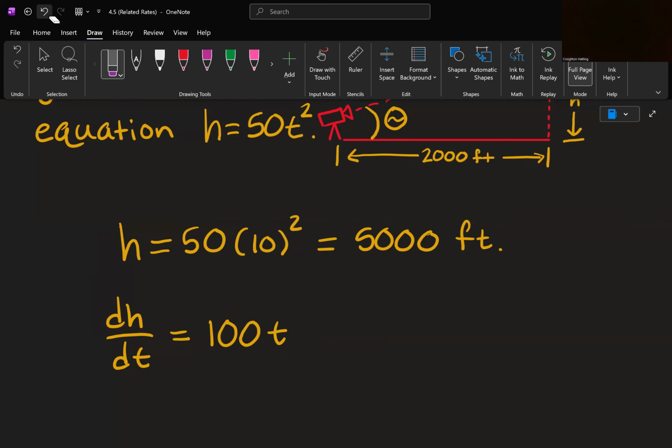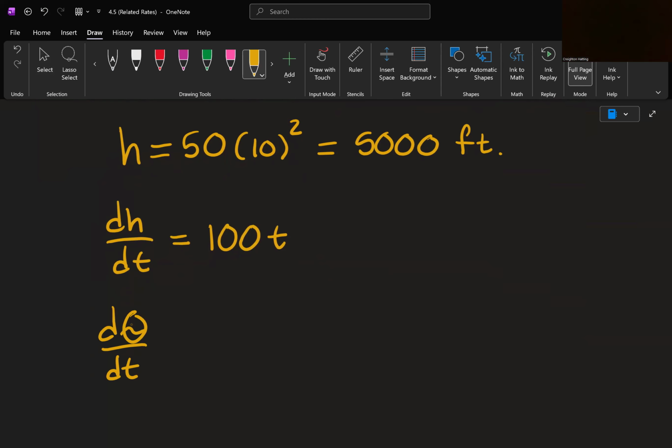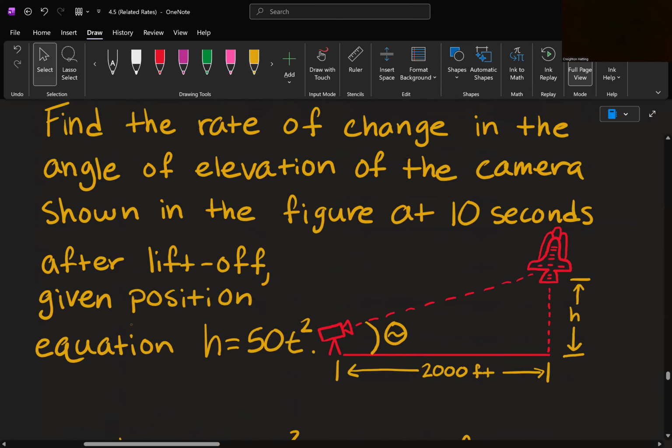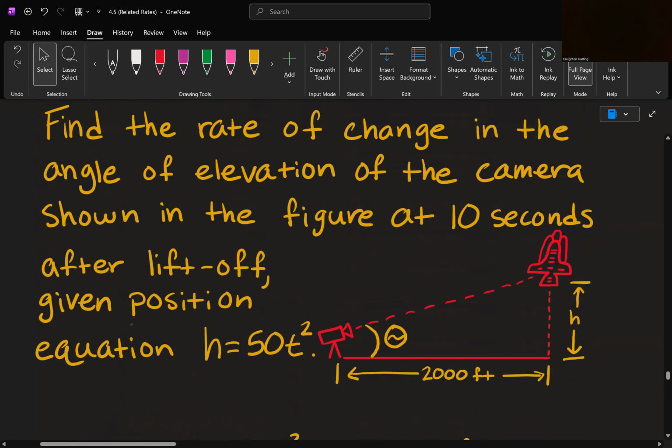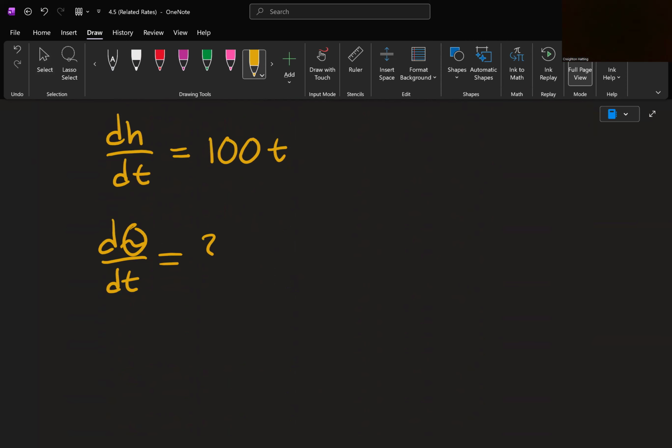So there's your dH/dt. It is equal to 100t. Now, ultimately here, we are trying to find dθ/dt because the angle of elevation is what is changing, and we want to find the rate of change in that angle of elevation. So we are ultimately trying to find dθ/dt, specifically when t is equal to 10 and h is equal to 5,000. At this exact moment, we want to know what dθ/dt is.